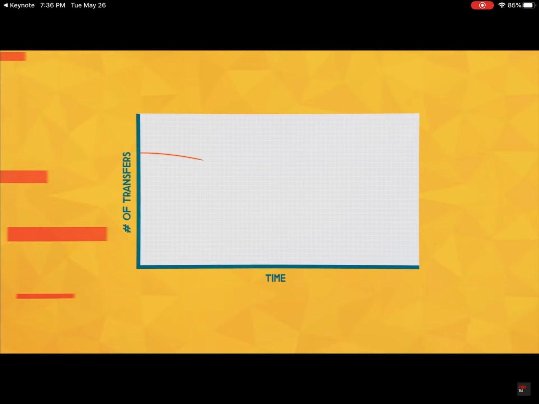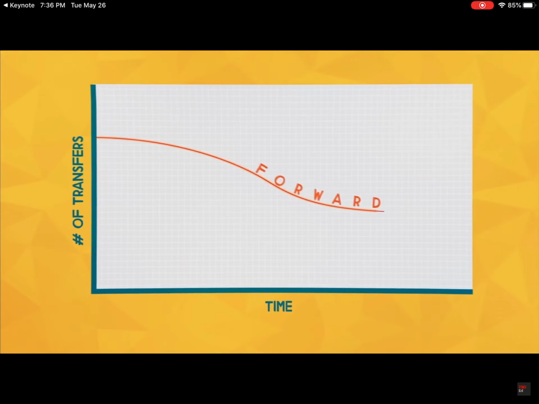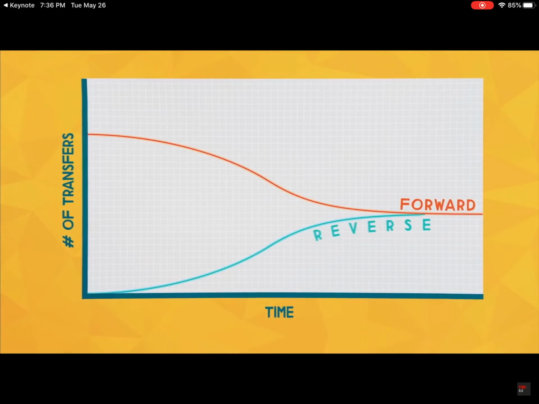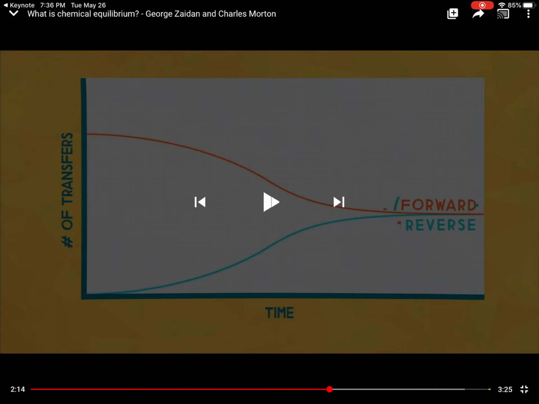Now the number of limb transfers per second forward will start high and then fall. And the number of limb transfers per second backward will start at 0 and then rise. Eventually they'll meet.